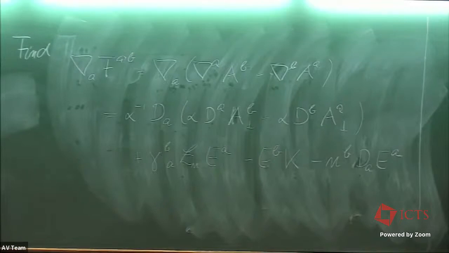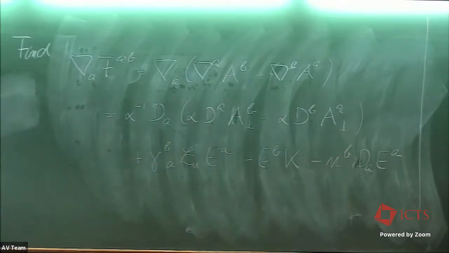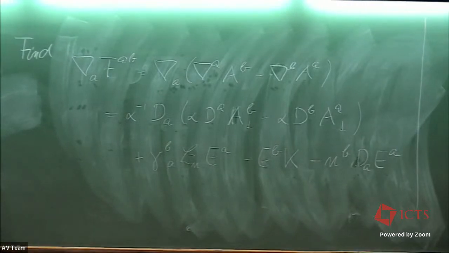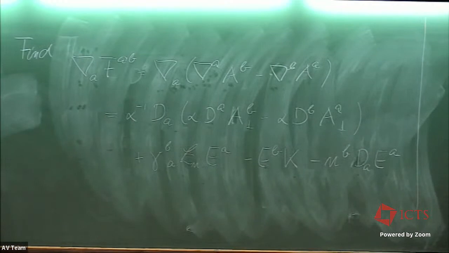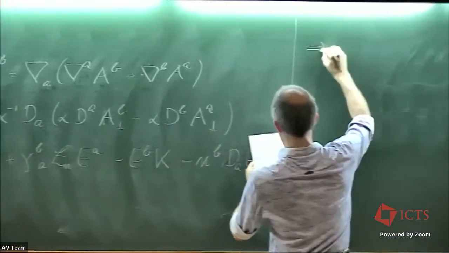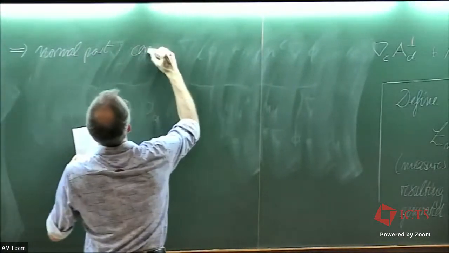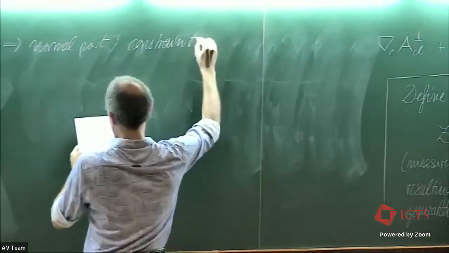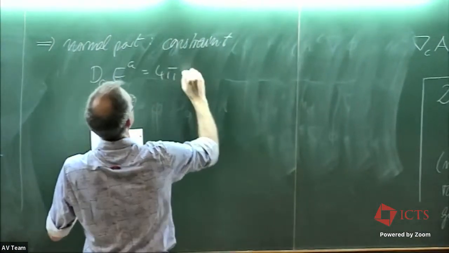Guess what? The normal part is really beautiful. Look, if I take the normal part of the left-hand side, the only part I'm getting is here. On the right-hand side, I only have this. Guess what? The normal part of this gives us exactly the same constraint equation as we had before. So let me write this down. We can now identify the normal part. That gives us the constraint D_A E^A equals 4 pi rho.